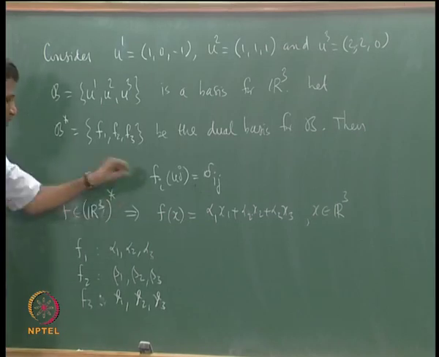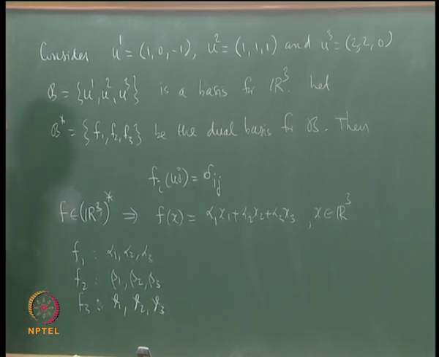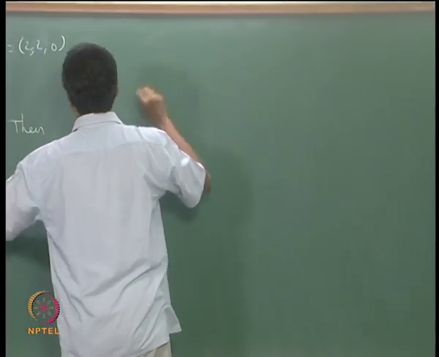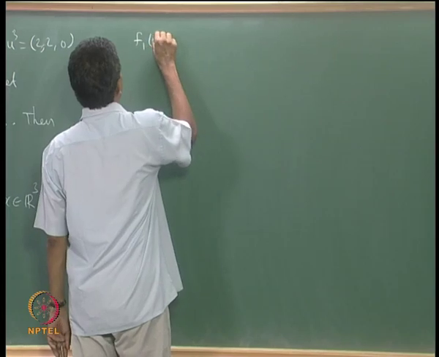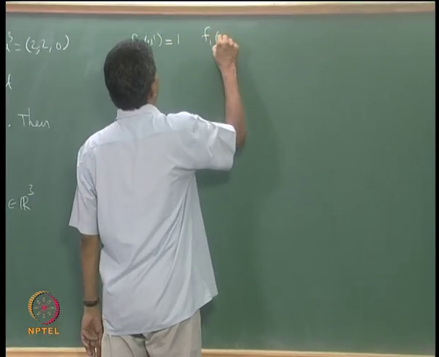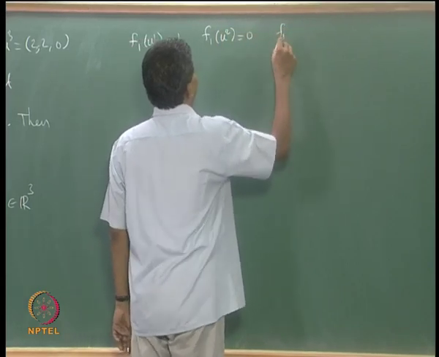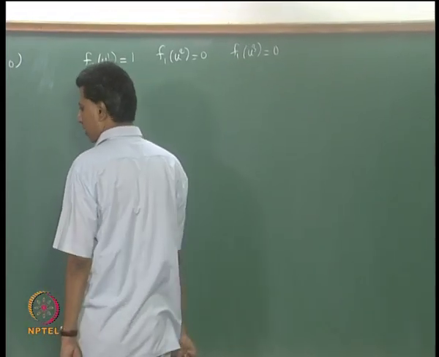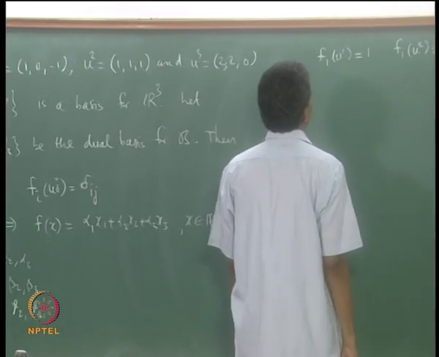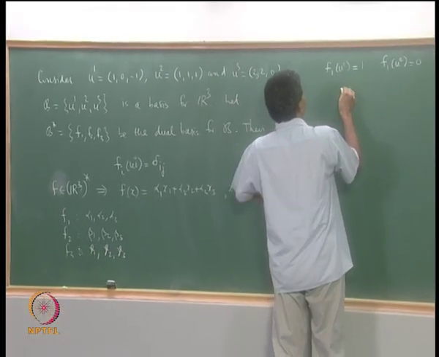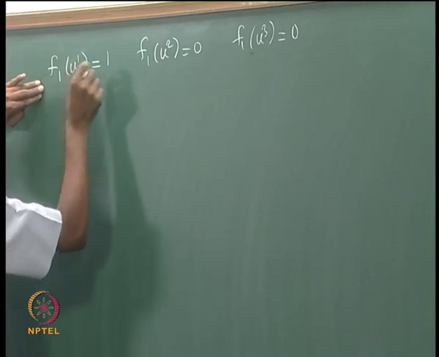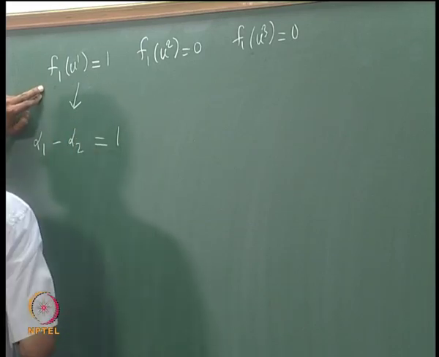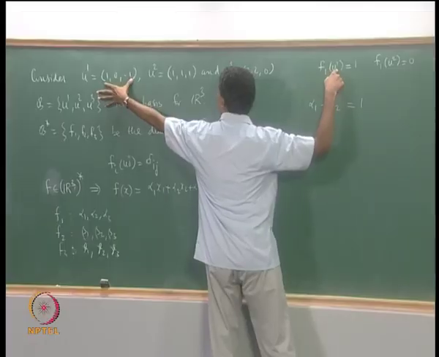Let us then write down these equations. In the light of these representations, I have the following. Fi of uj: I am going to write F1 of u1, this is 1, F1 of u2 is 0, F1 of u3 is 0. I am taking first the functional F1. F1 goes with the three numbers alpha 1, alpha 2, alpha 3. So what is F1 of u1? F1 of u1 equals 1 gives me alpha 1 minus alpha 2 equals 1. Do you agree? U1 is (1, 0, minus 1).